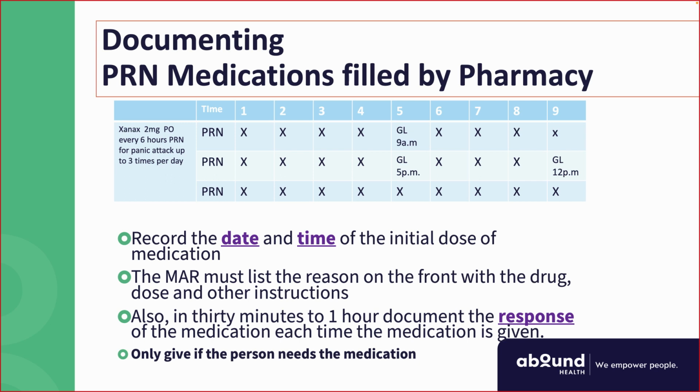Only give if the person needs the medication. So this is a PRN medication, not a scheduled medication. And for this example, you would only give the Xanax if the person had a panic attack.